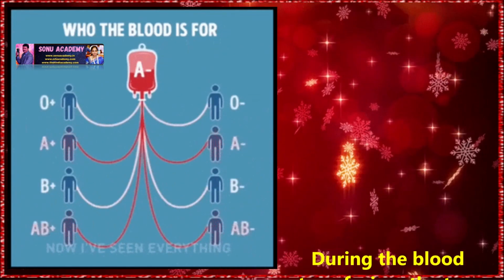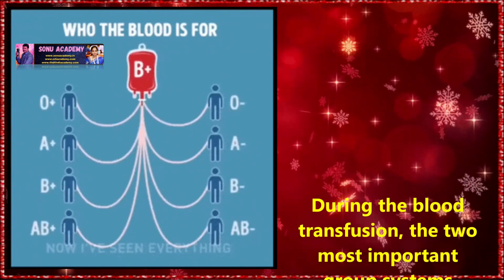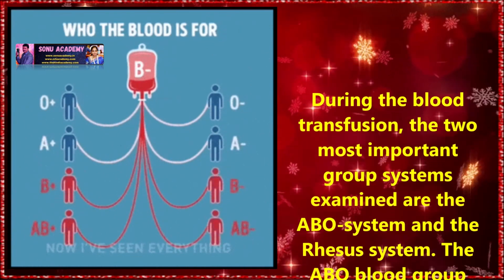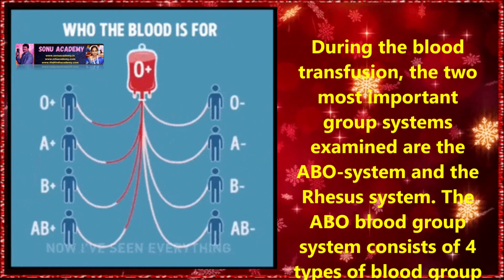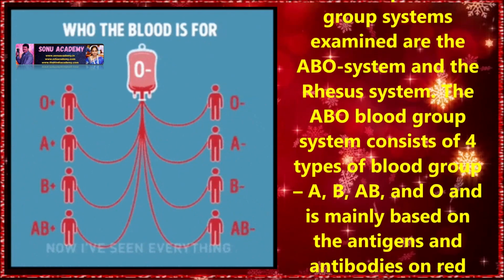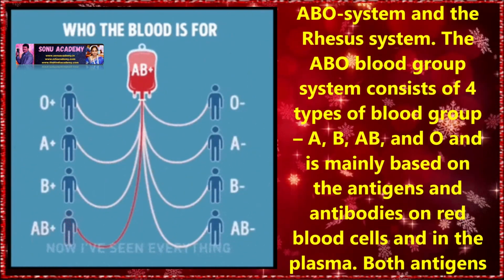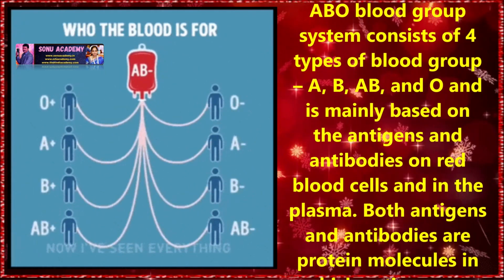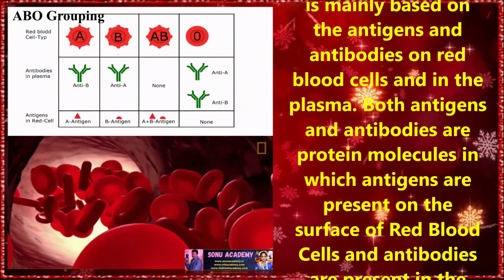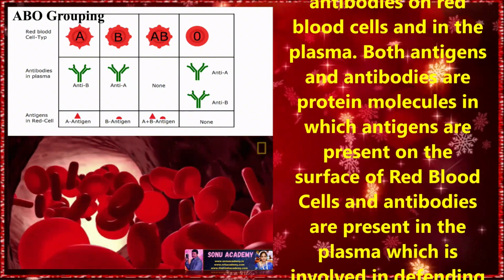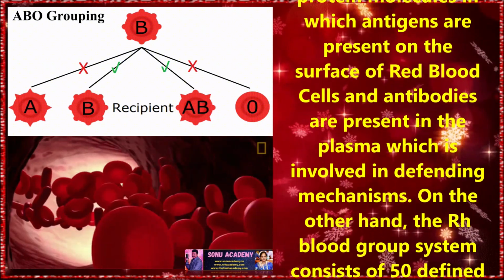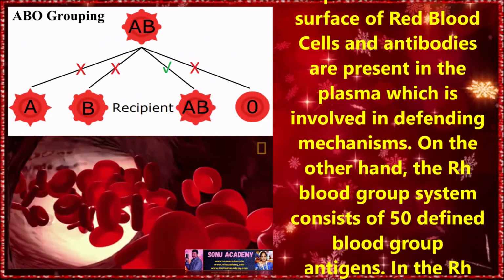Children, now let us discuss what the ABO and RH blood groups are. During blood transfusion, the two most important group systems examined are the ABO system and the rhesus system. The ABO blood group system consists of 4 types of blood group: A, B, AB and O, and is mainly based on the antigens and antibodies on the red blood cells and in the plasma. Both antigens and antibodies are protein molecules, in which antigens are present on the surface of red blood cells and antibodies are present in the plasma, which is involved in the defending mechanism.